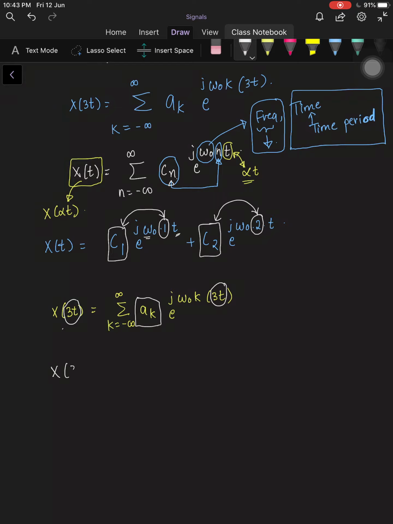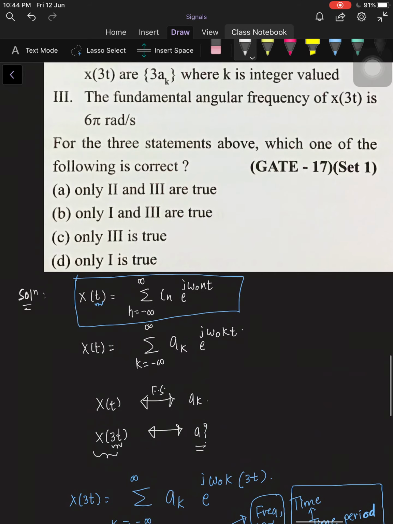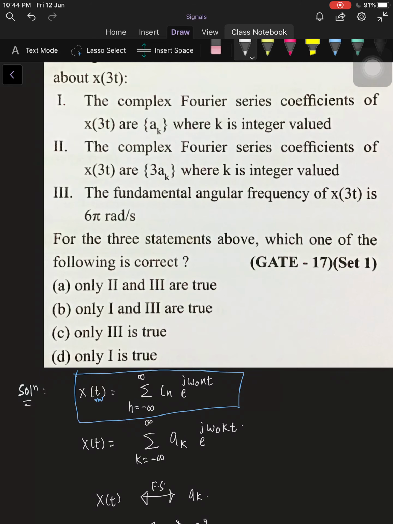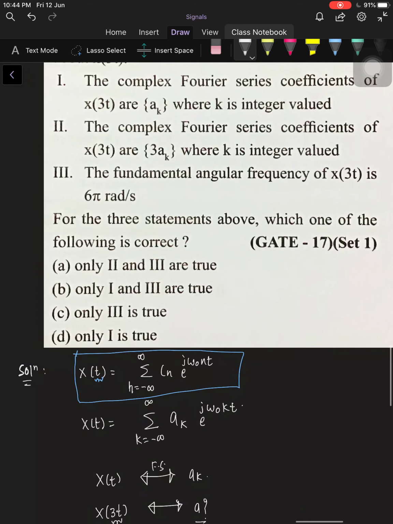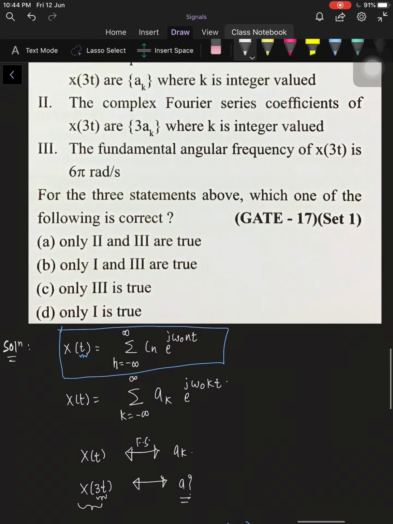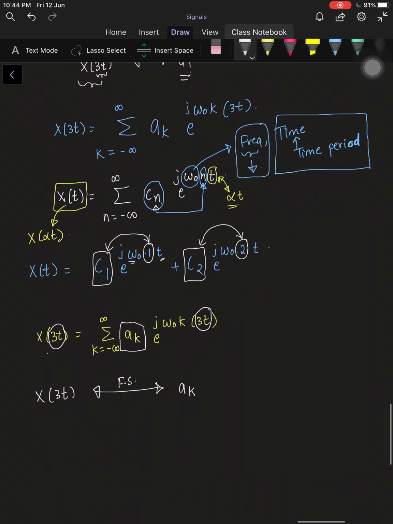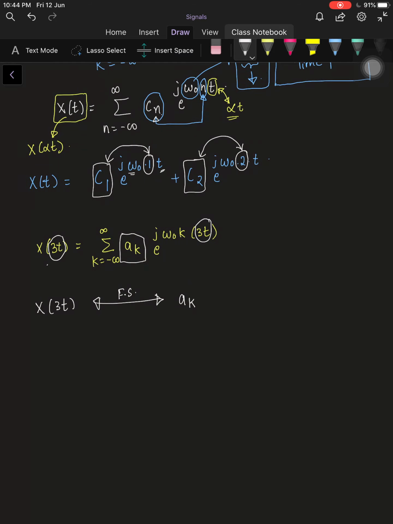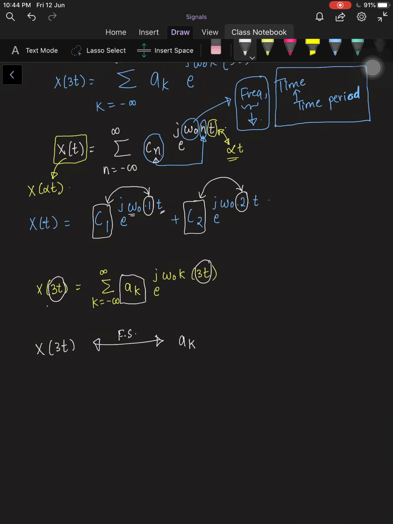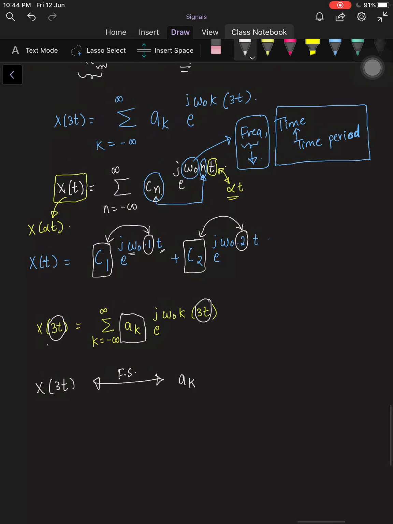So x of 3t will also have the Fourier series coefficient ak, which is the same as x of t, and that tells us that statement 1 is true. Obviously statement 2 cannot be true, because the Fourier series coefficients will not change even if we scale our time domain signal. Again, when we change omega naught, in the frequency domain the frequency changes, and in the time domain the time period changes.